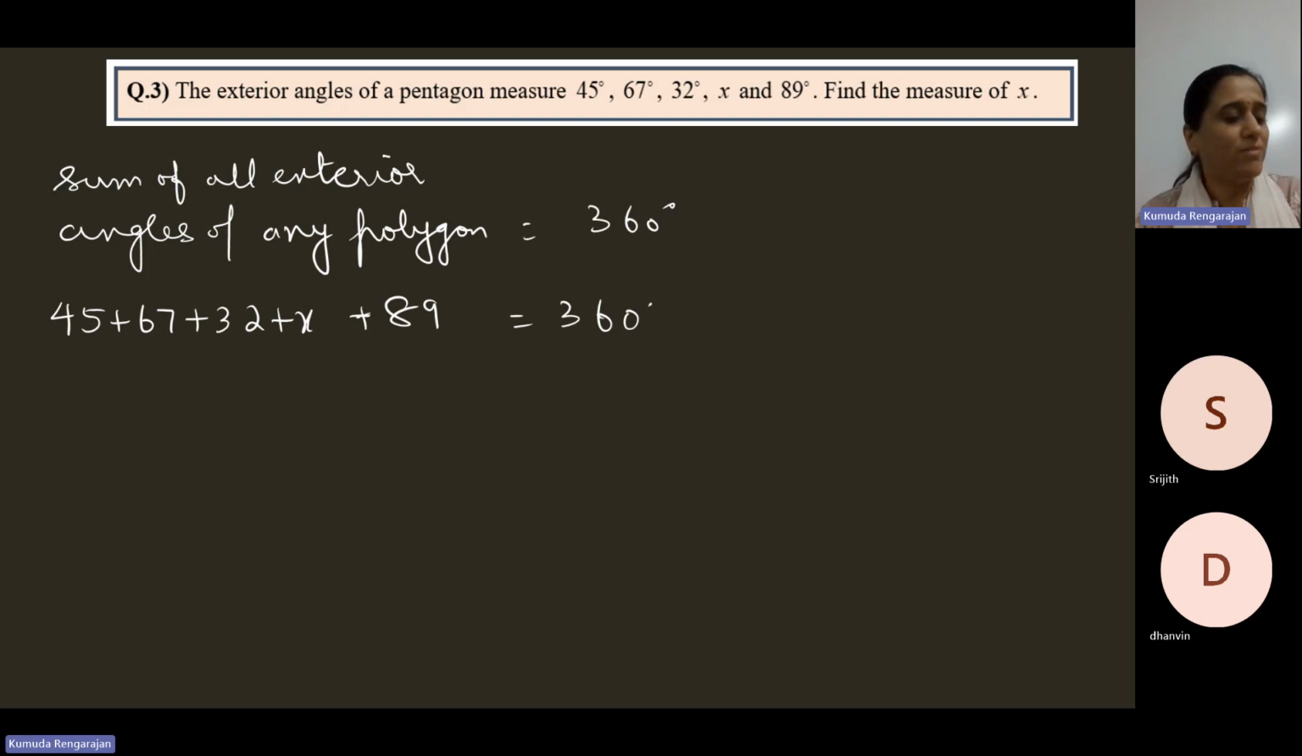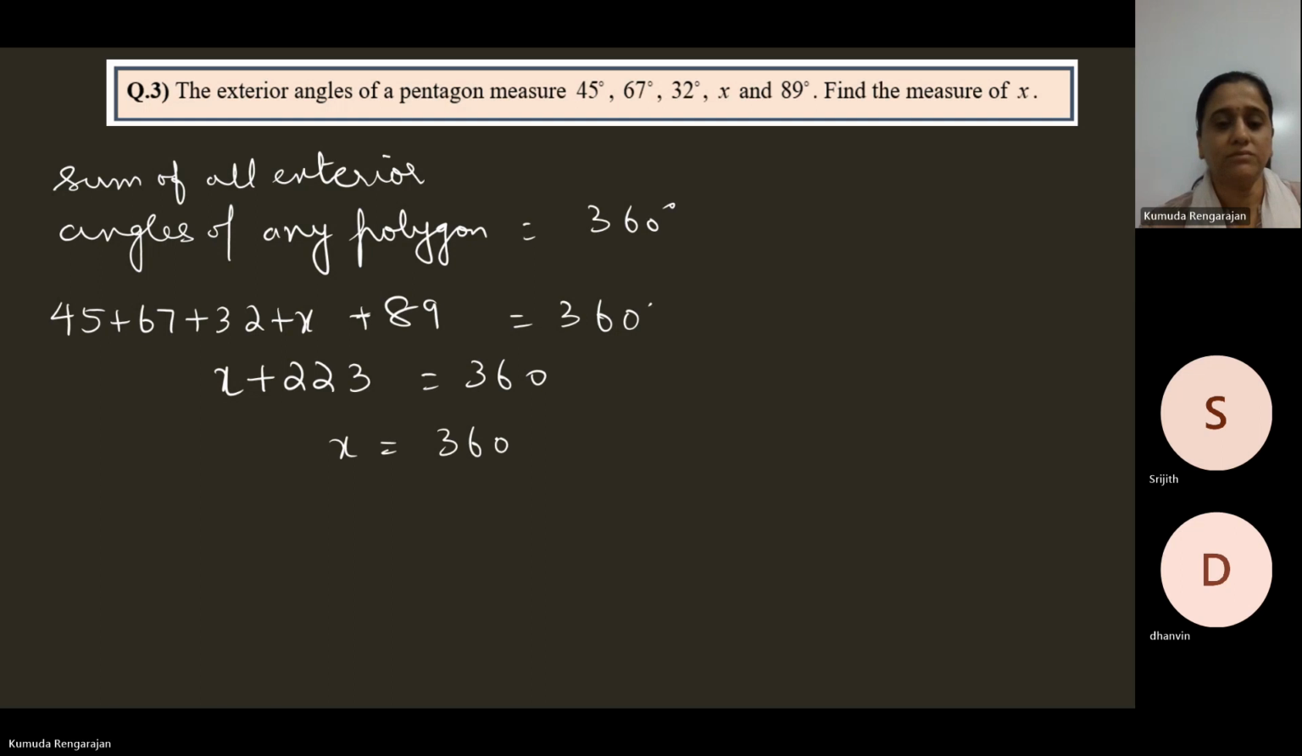So they've given it, this is a pentagon. So how many exterior angles? 5 exterior angles, 5 interior and 5 exterior angles. So four exterior angles are given to you. You should find the fifth one. What is the sum of all the numbers on the left hand side? 220. And what's the difference?